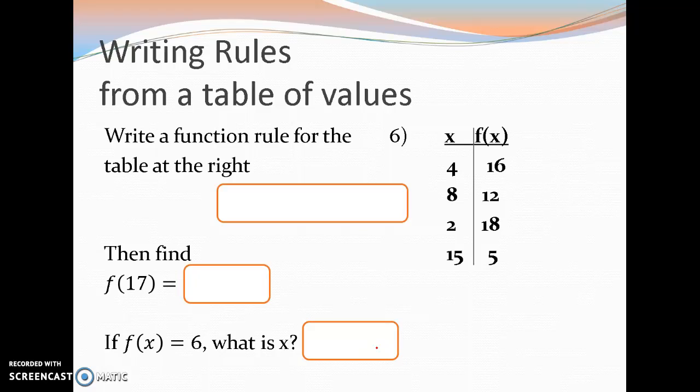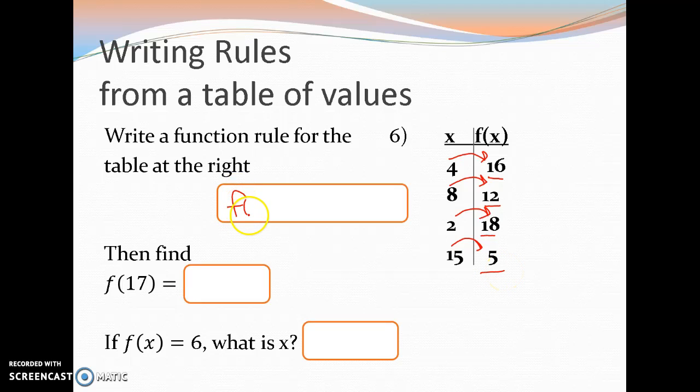All right, one more example with a table here. 4 becomes 16, 8 becomes 12, 2 becomes 18, 15 becomes 5. So this is a little bit more difficult, but think about it like this. Let's say something that you buy costs 20 bucks. You give them $4, your change is 16. If it costs 20 bucks and you give them $8, your change is 12. If you give them $2, your change is $18. And if you give them $15, your change is going to be $5.